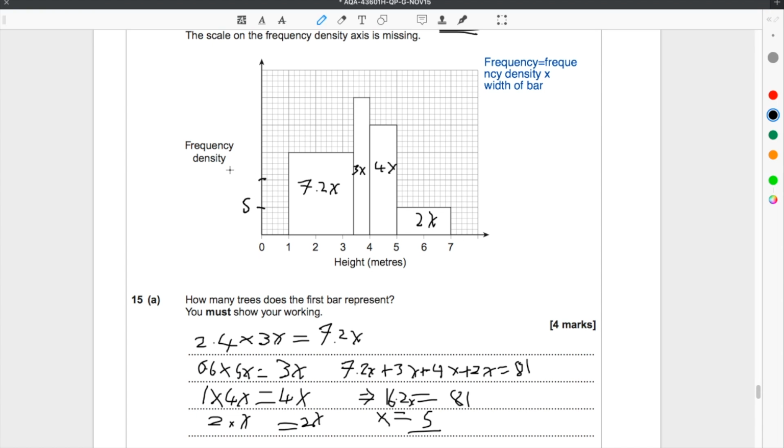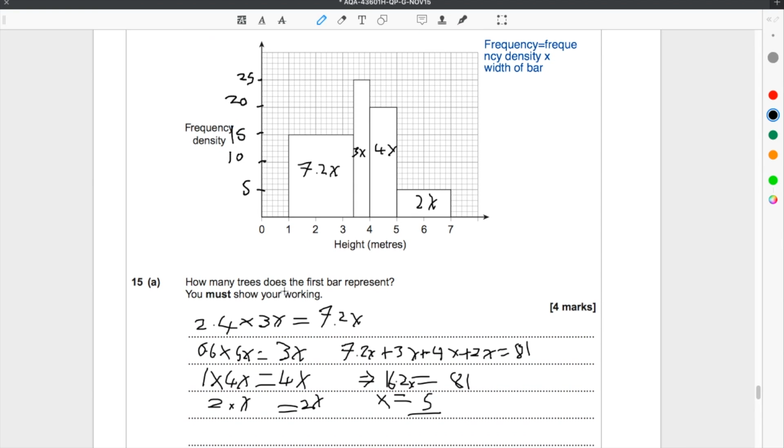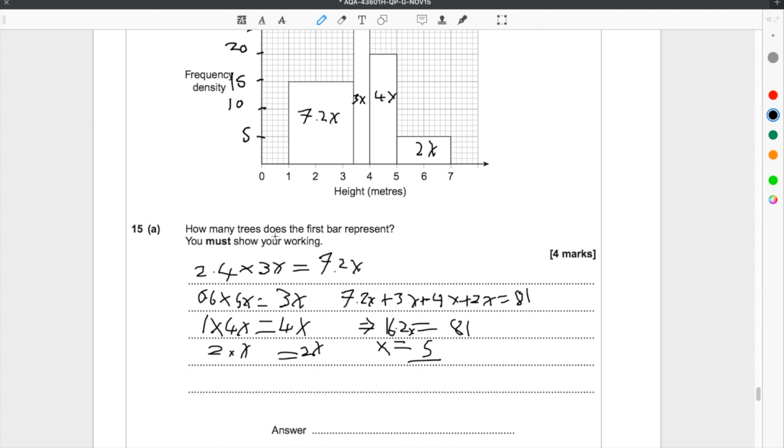Now it doesn't matter really if we call x one of these really small boxes, as long as we're consistent with how much we go up on the y-axis. We can form an equation to find out this scale, and now as we can see, how many trees does the first bar represent? This is the first bar, the width is 2.4 and the height is 15, so we just do 2.4 times 15 and that gives us 36. So the answer is 36, guys.